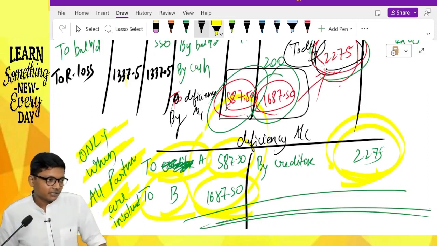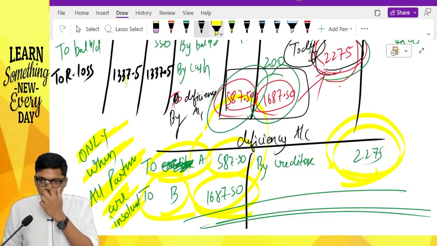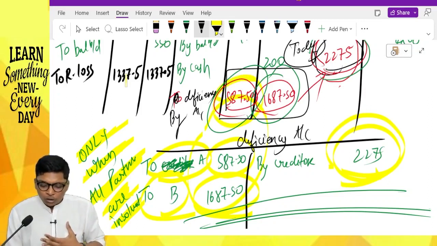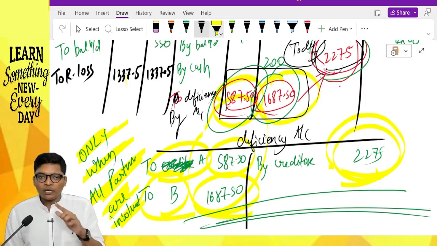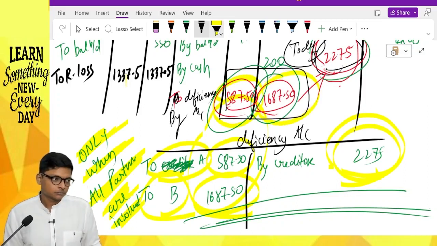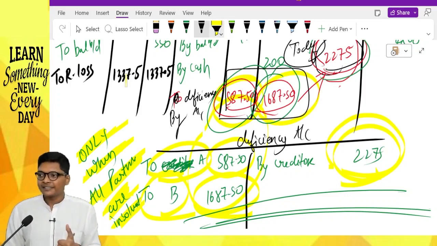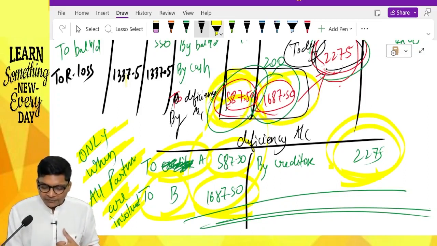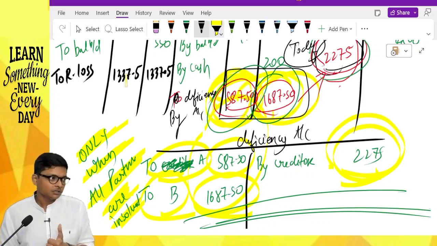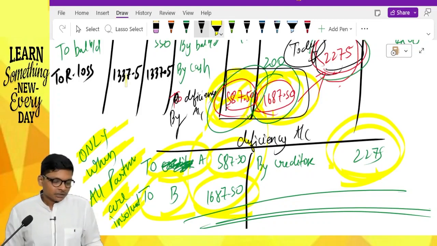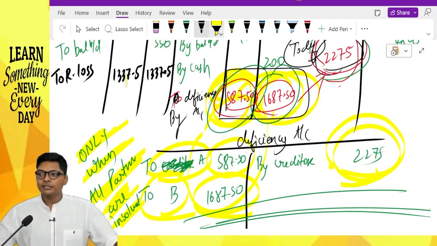Are you following, guys? So the sum is the same till the end. In the end, how I close my capital account is what varies in every sum. Every sum this will vary. Are you able to follow, guys? But till this balancing figure of 587.5 and 1687.5, it is the same. Are you understanding, guys? This is called deficiency account. Anybody has a doubt here?